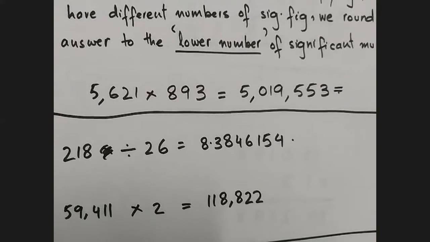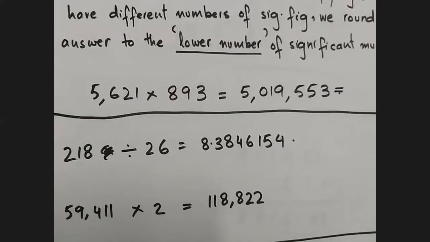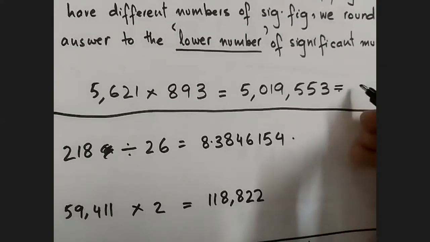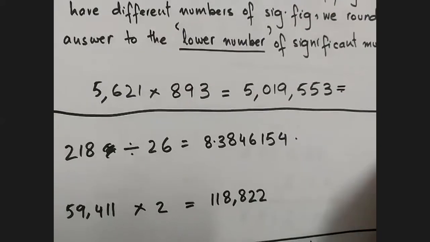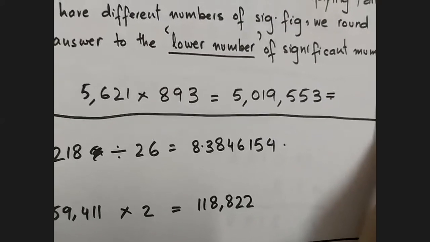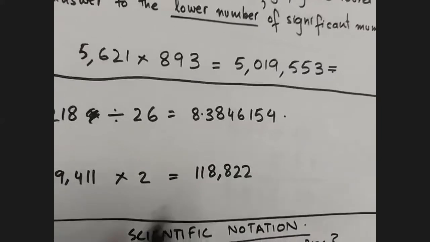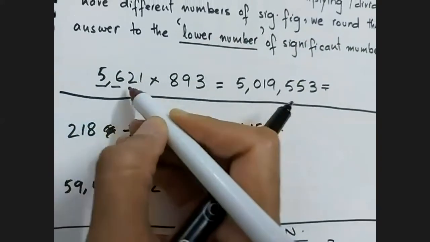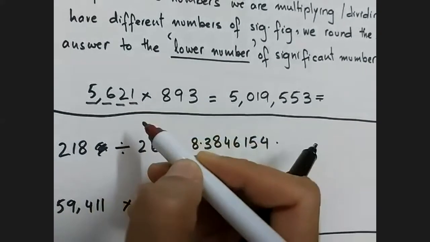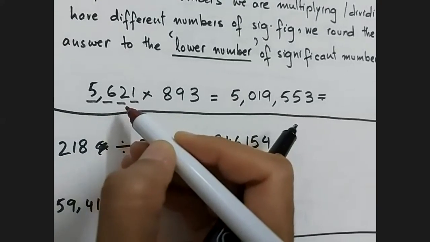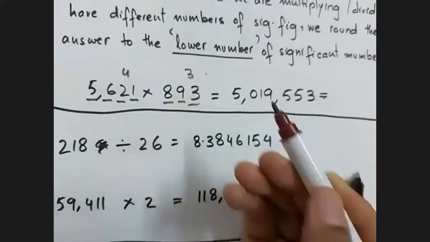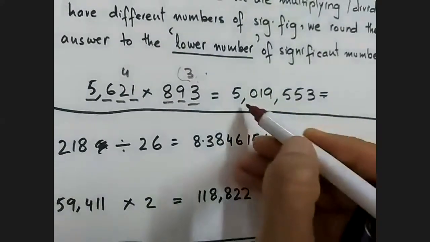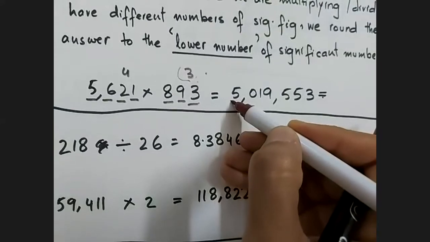Yes, ma'am, the answer will be 50100. Also explain to me, don't just give me the final answer. It is 5621 multiplied by 893. How many significant figures does each have? The first one has 4, the second one has 3. So we will choose the smaller one, and then we will round to that number of significant digits.